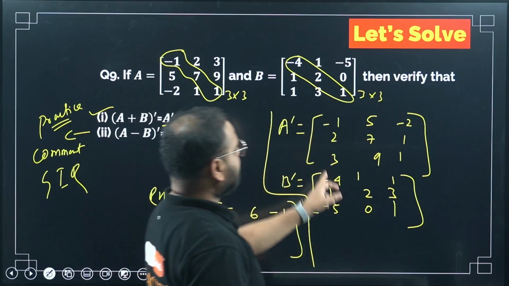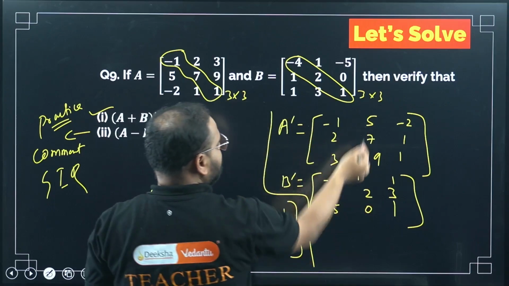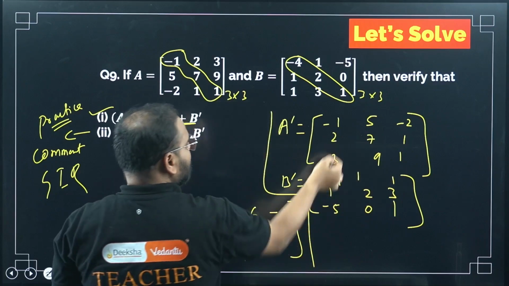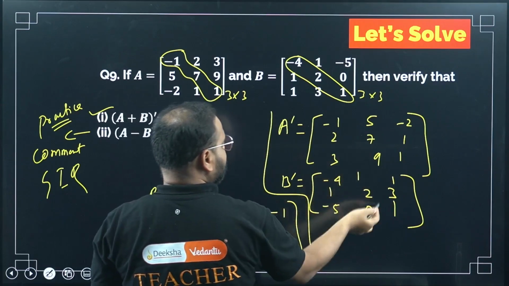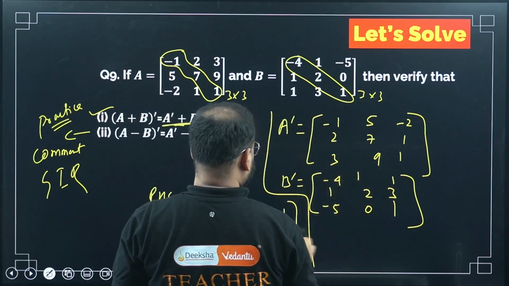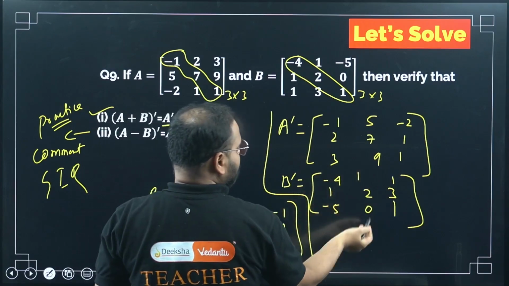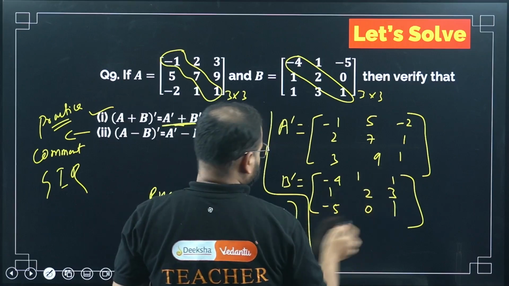Okay. Minus 1 minus 4 is minus 5. 5 plus 1 is 6. Minus 2 plus 1 is minus 1. 2 plus 1 is 3. 7 plus 2 is 9. 1 plus 3 is 4. 3 plus minus 5 is minus 2. 9 plus 0 is simply 9. 1 plus 1 is 2.